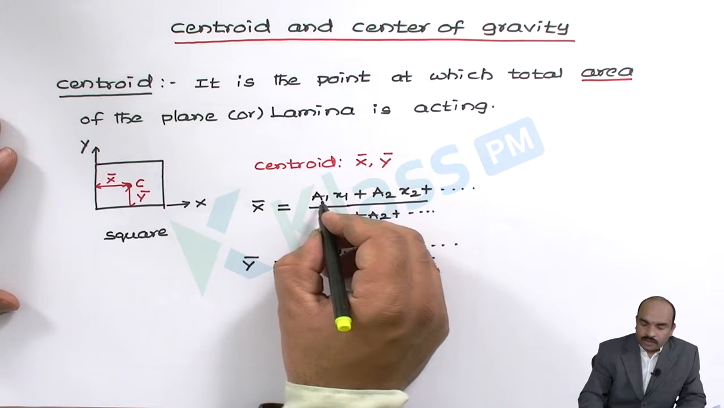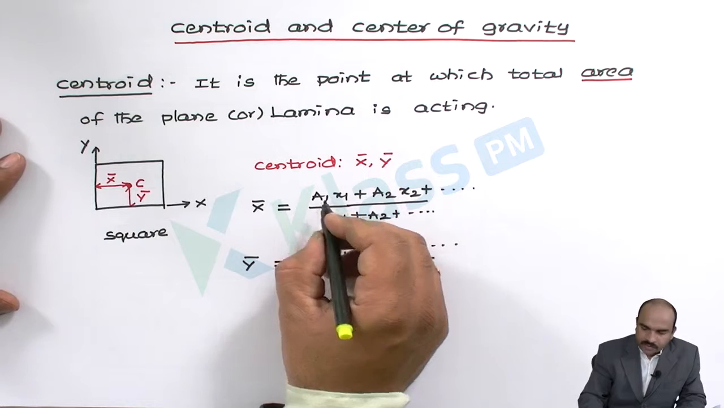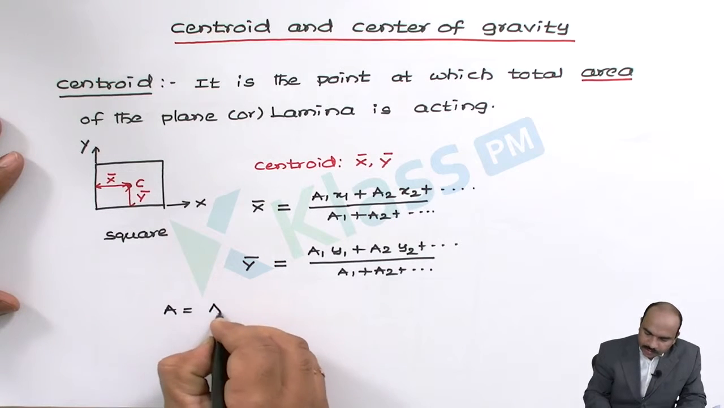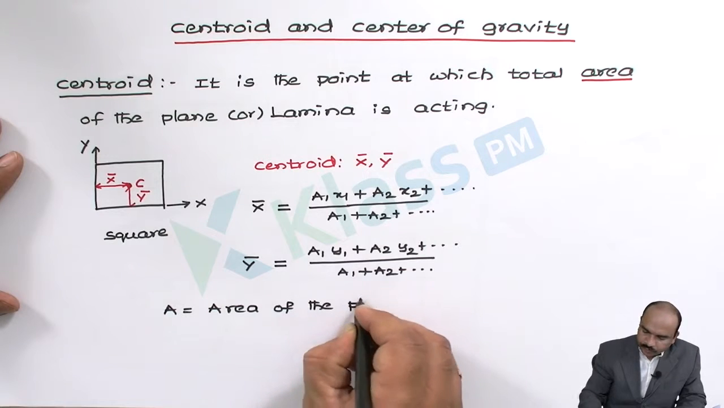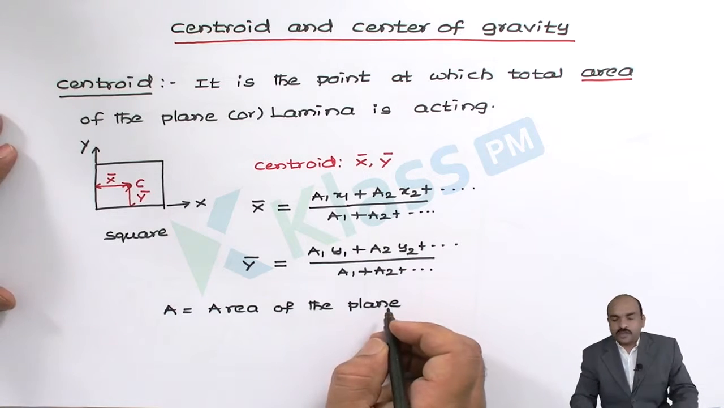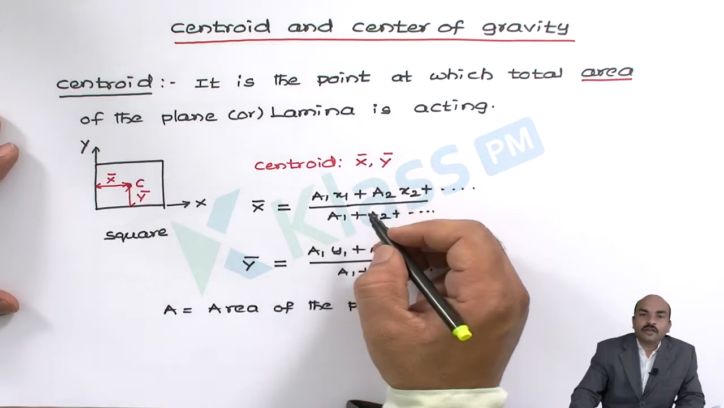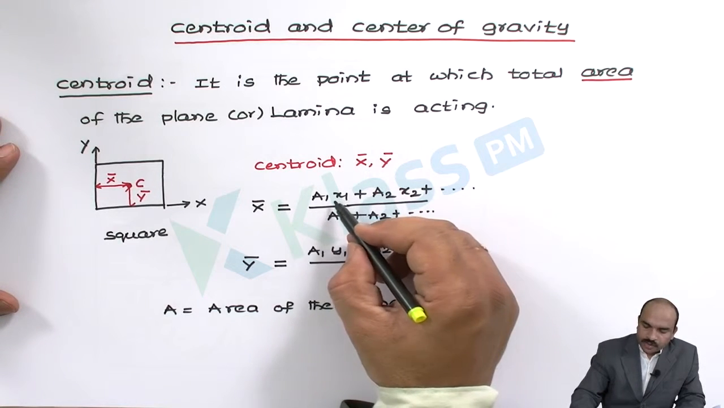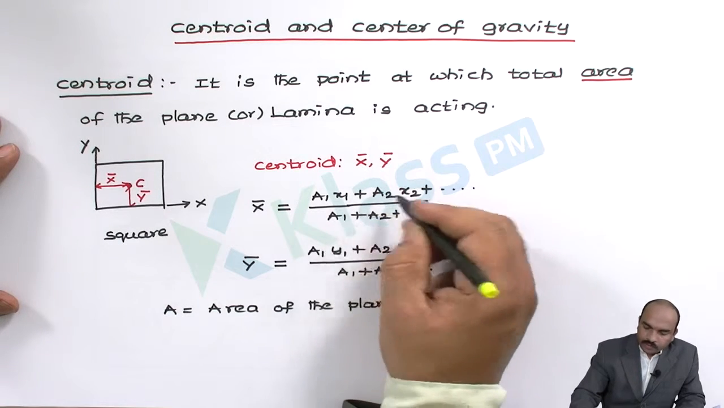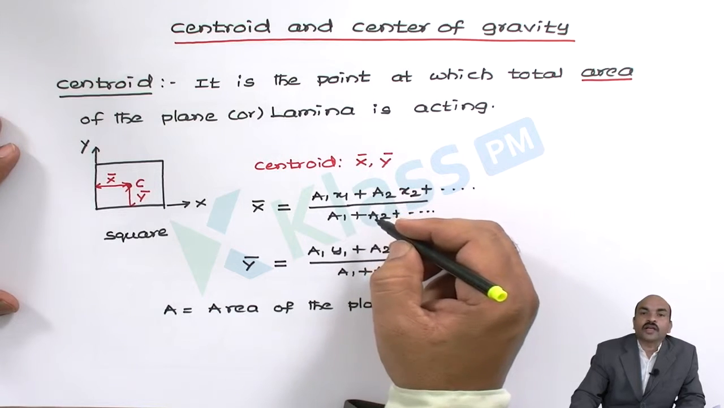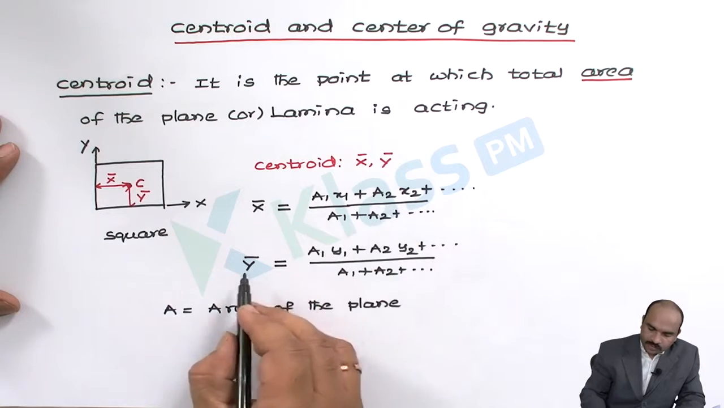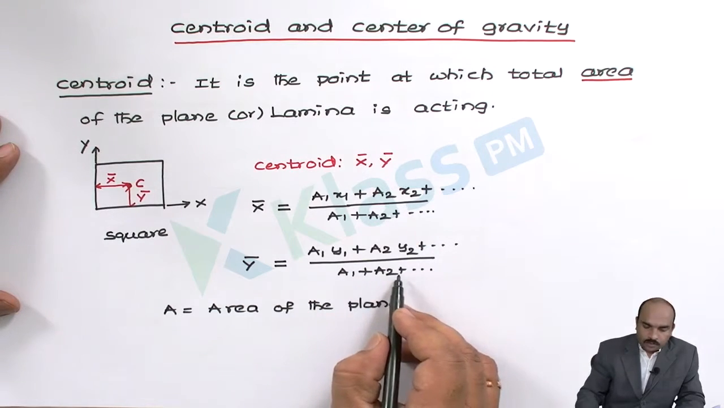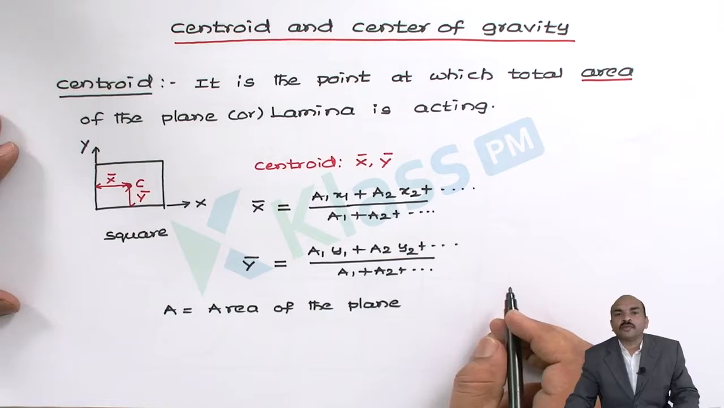In this, a1 represents the area of the first diagram. Capital A is the area of the plane. So for a composite diagram, we will be dividing the given plane into different diagrams like 1, 2, 3. Then we will be using this formula to calculate the centroid. So x bar, this is the formula. For y bar, this is the formula. So this gives the concept of centroid.